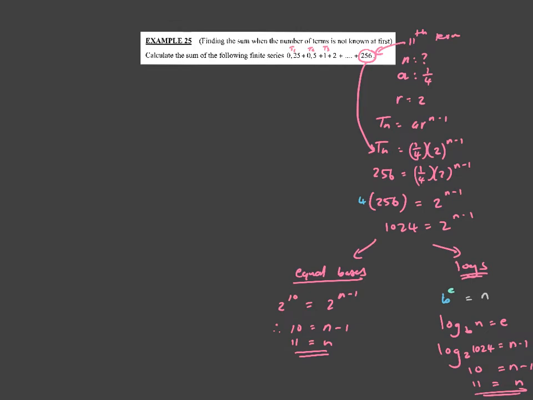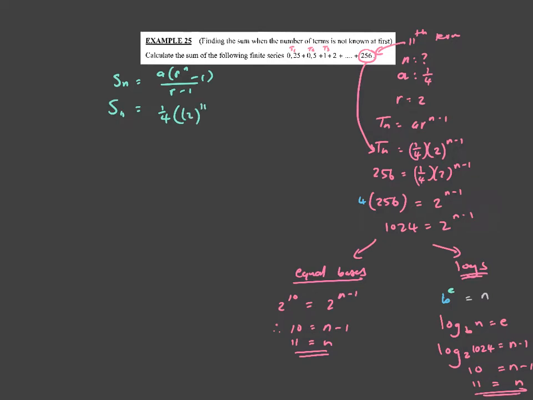Okay, so the first part is we just need to find out how many terms there are. In other words, you find which term is equal to the value of the last one. All right, and now we can just go through our normal routine. So in other words, S_n, the sum of 11 terms, the formula is S_n is equal to a(r to the n minus 1) over r minus 1. So the sum of the first 11 terms is equal to a, which is a quarter, r, which is equal to 2. So it's 2 to the power of 11, right?